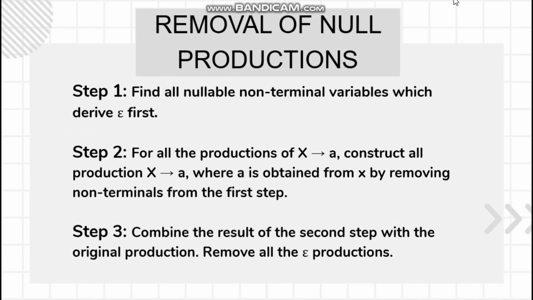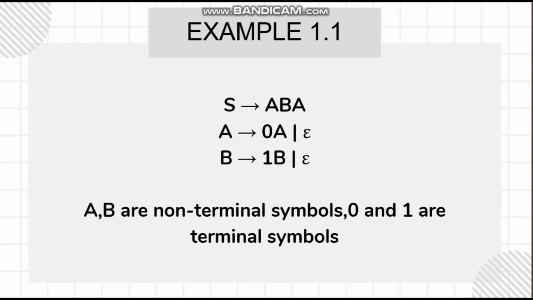The process to remove the null productions is as follows. The first step is to find out all the non-terminals which have epsilon productions. After finding them, for all the other productions, update them by removing all the nullable non-terminals found in the first step. Finally, remove all the epsilon productions from the final grammar obtained. To understand this better, let's solve an example.